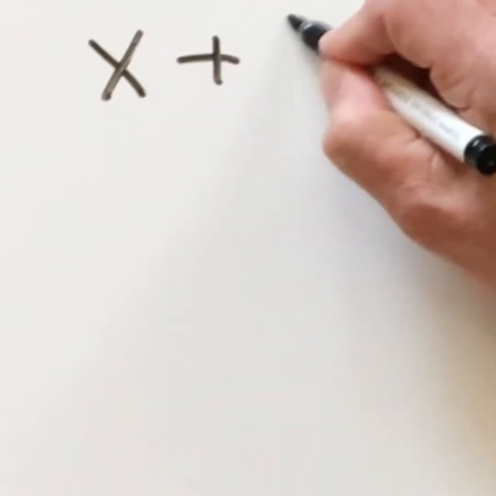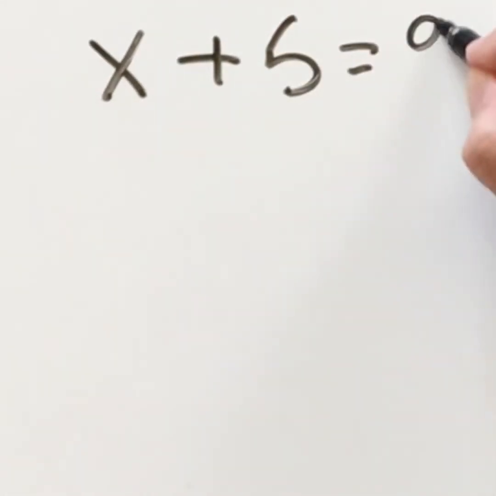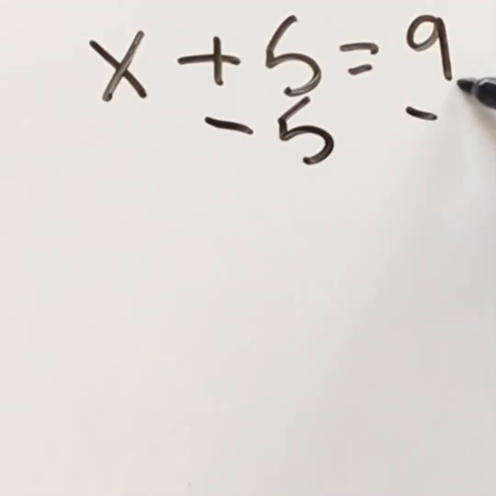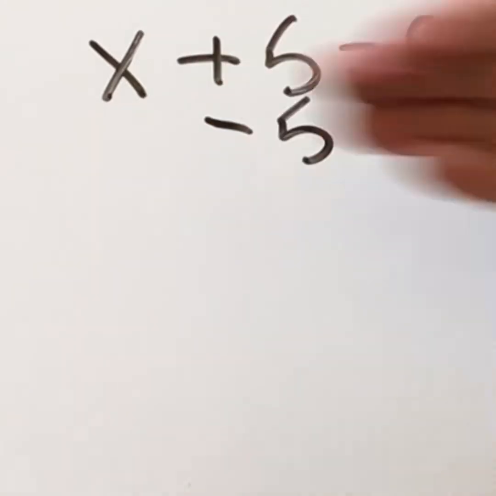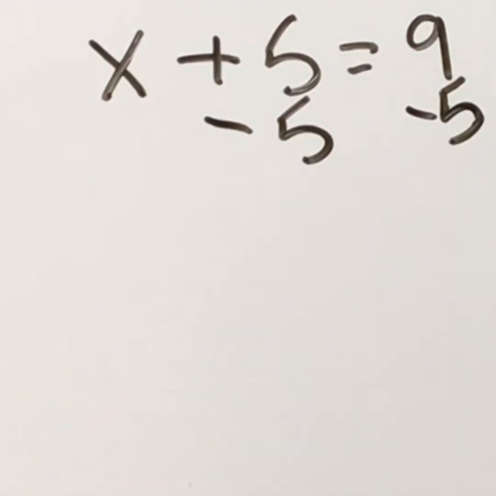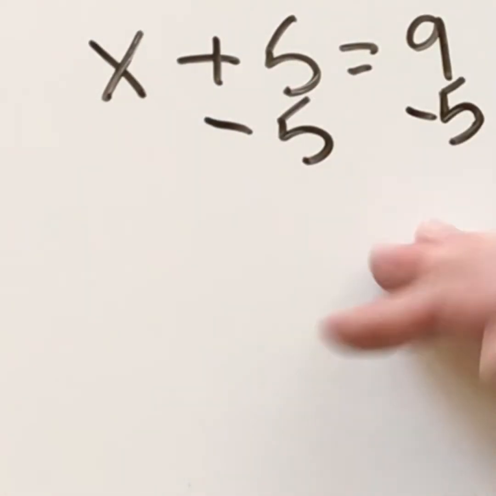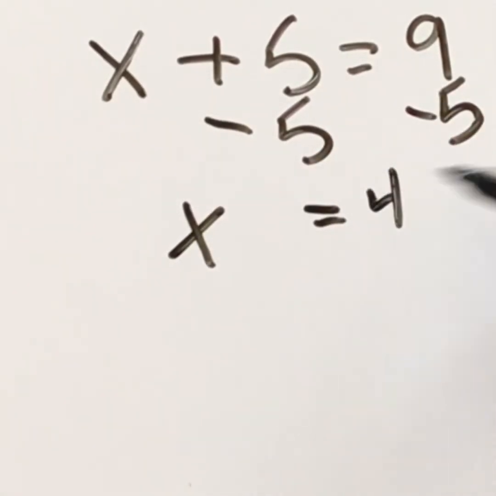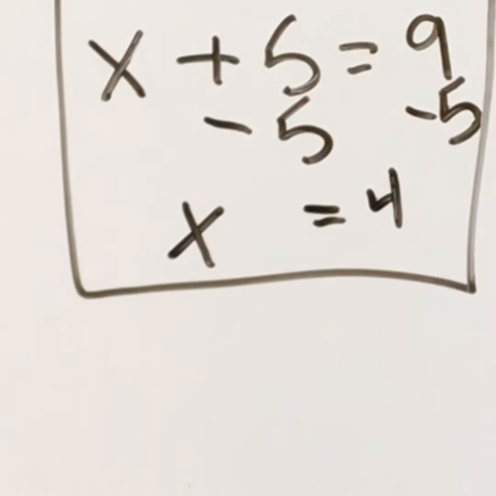X plus 5 equals 9. Because it's plus 5, you do the opposite, subtract 5, have to do the same thing to each side. If you do one thing to one side, you have to do the exact same thing to the other. This becomes 0, x equals 4. That is how you show your work.